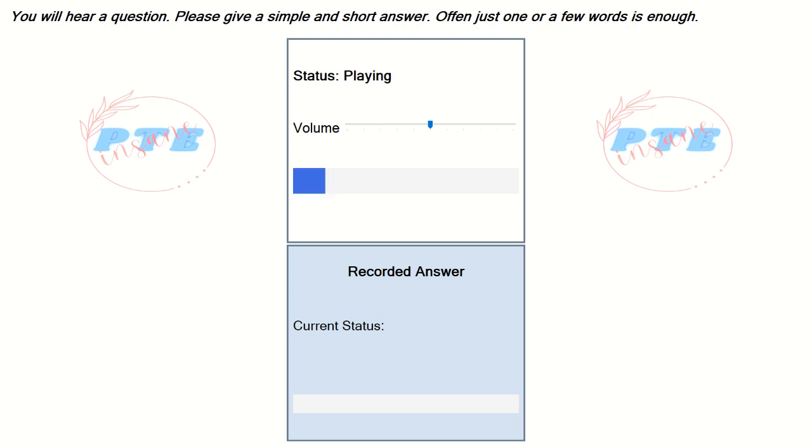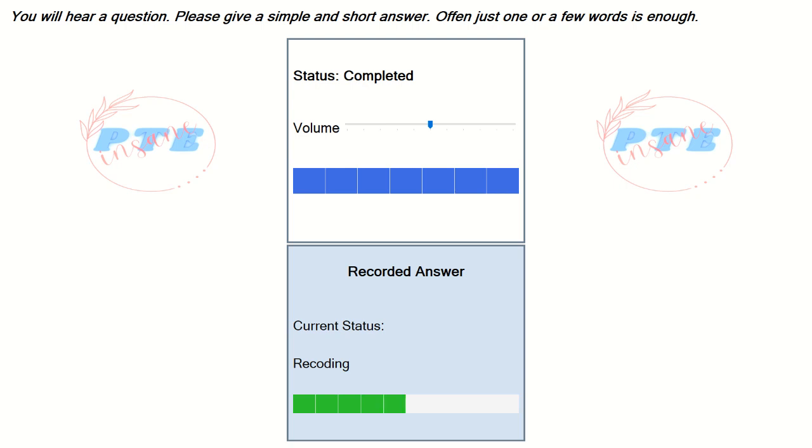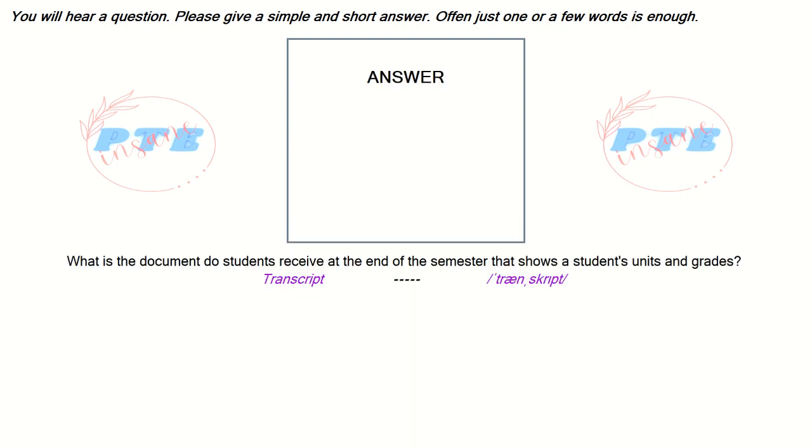What is the document students receive at the end of the semester that shows a student's units and grades? Transcript.